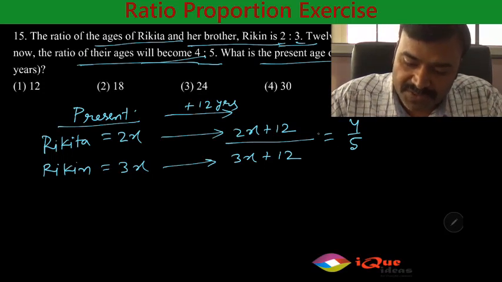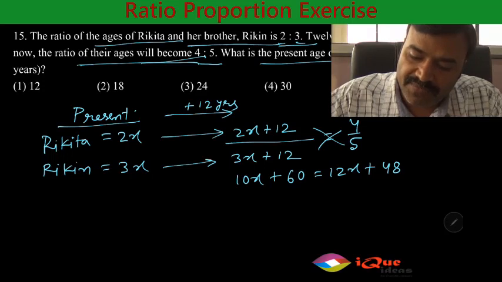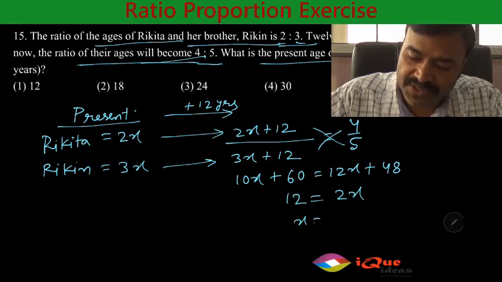So if you cross multiply like this, we'll get 5 into 2, that is 10x, plus 12 into 5 is 60, equals 3 into 4 is 12x, plus 12 into 4 is 48. So what we get from here is 10x goes to the other side, so 2x, and 48 comes to this side, 60 minus 48 is 12. So x is equal to 6.